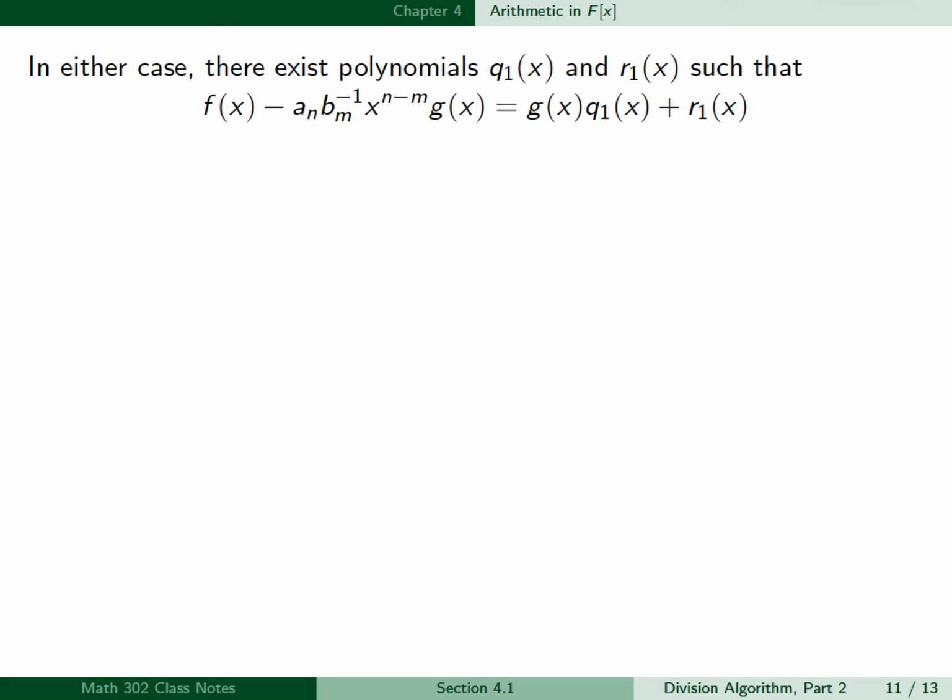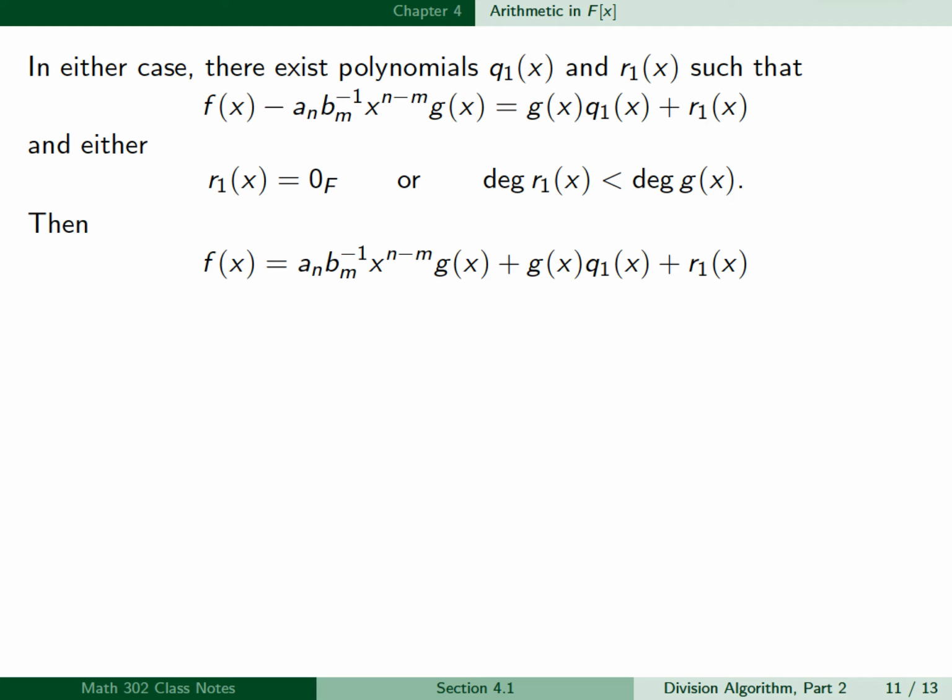So there exist polynomials q1 of x and r1 of x such that this difference polynomial, f of x minus a sub n b sub m to the negative 1 x to the n minus m times g of x, is equal to g of x times q1 of x plus r1 of x, and either r1 of x is 0 or the degree of r1 of x is strictly less than the degree of g of x.